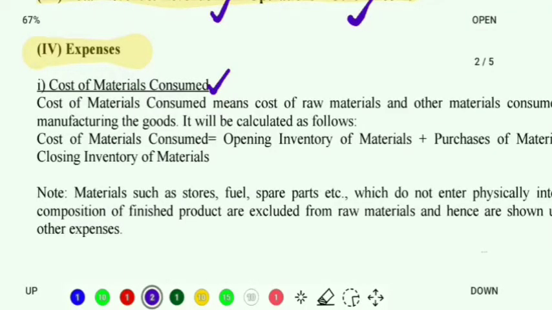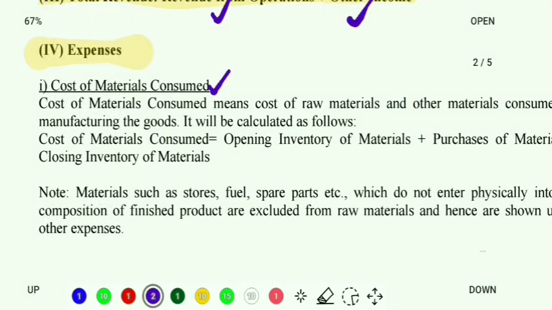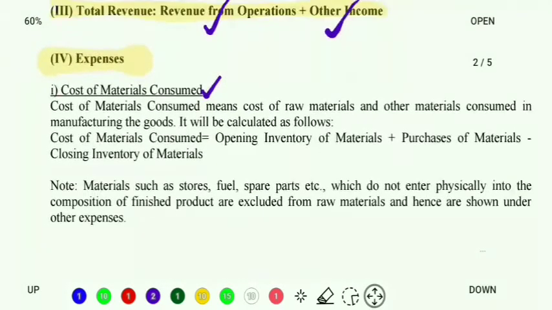So the next heading that we have is expenses. Now what do we mean by cost of material consumed? Cost of material consumed means cost of raw materials and other materials which were consumed in the manufacturing of goods. Whenever a business is undertaking any production activity, definitely it will need some raw materials. So the cost of raw materials which were used or consumed during the manufacturing of the goods or services, they are called cost of material consumed.